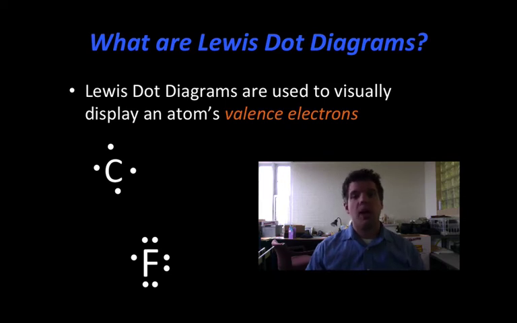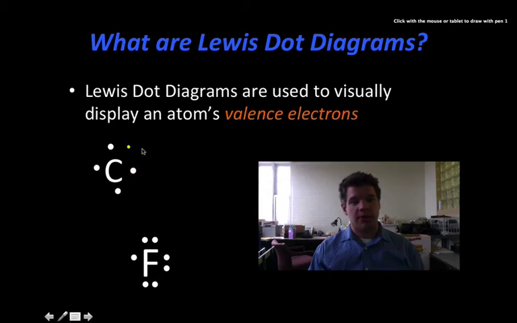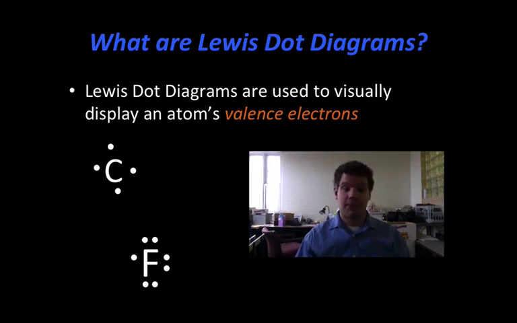So first of all, what are Lewis dot diagrams? Lewis dot diagrams are just really simple ways to help us visually display the valence electrons that an atom has. Over here we have examples for carbon and for fluorine. Carbon, if we remember, has 4 valence electrons, so we have 4 dots around him. Fluorine has 7, so he's got 7 dots around him. It's just a quick way for us to see how many valence electrons different elements have.